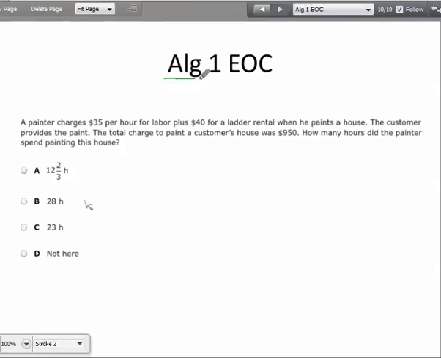This is an example of a problem that's on the Algebra 1 EOC. It says a painter charges $35 per hour. See how it says per hour? For labor plus $40 for a ladder rental when he paints a house. The customer provides the paint. The total charge to paint a customer's house was $950.